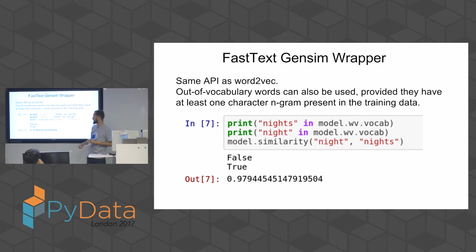And you see, I can check if the word nights is in my vocabulary. Have I trained it with the word nights? No, and the answer is false. So it says it has never seen the word nights before in training. The only word I've seen is night and some other related words. But if I look at the similarity of night and nights, it can still answer it for me, because some of the n-grams, some of the little subwords of nights, are contained in my training set. Specifically, night is there. It's seen night during training, so it can guess that nights is related to night. And it gives me 0.97 similarity, so the similarity is very high for them.